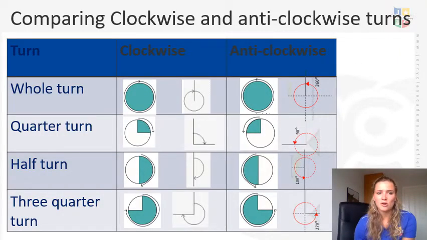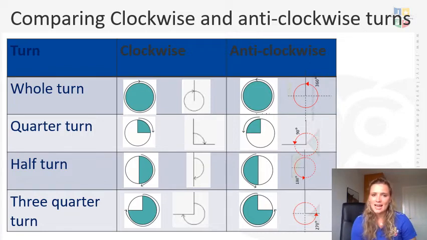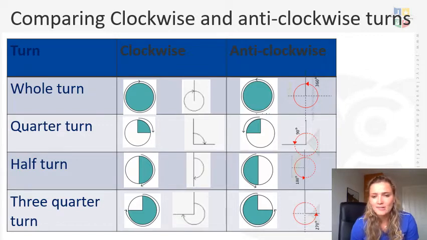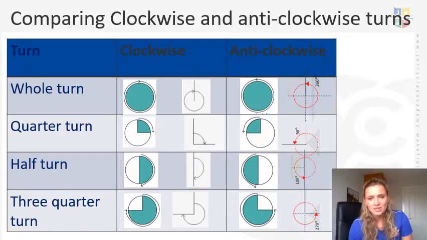So looking at this one, we can compare them. So a whole turn, we can see the arrows move to the right, and anti-clockwise the arrows move to the left. Same with a quarter turn, a half turn and a 3/4 turn, and you can see that.